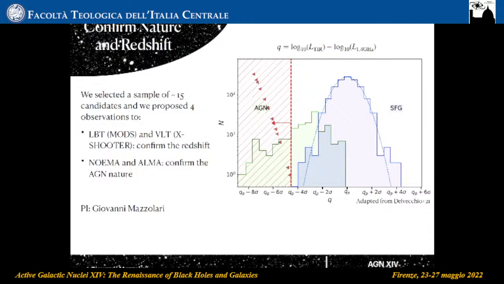Indeed, as it is possible to see from this plot on the right, that is adapted from a work of Del Vecchio, if all these candidates will not be detected by the ALMA snapshots, and thanks to the extremely deep sensitivity that we asked for the ALMA observation, this would mean that we will be able to constrain the AGN nature with the 4 sigma of significance.